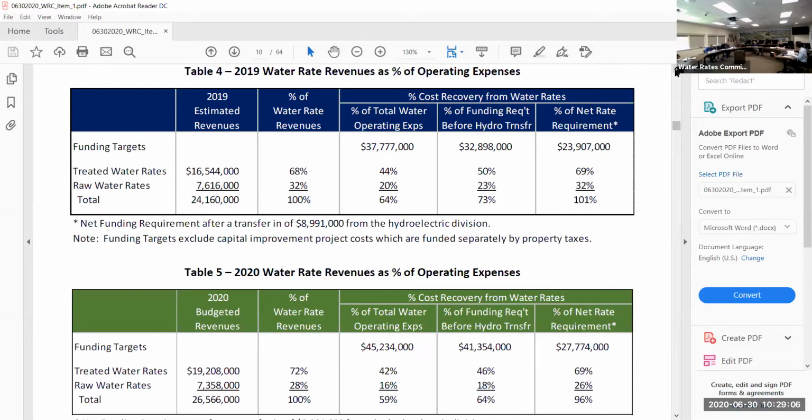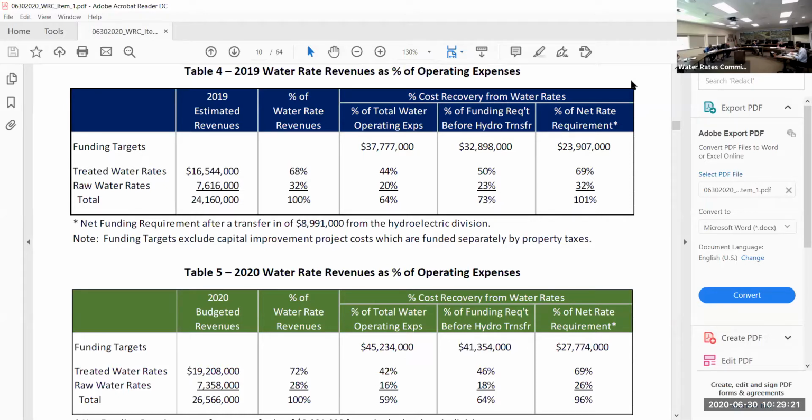It would come up to be interest earnings and grants and other revenue transfers. So those three numbers add up to about 5 million. Okay, I'll do the math later on that. Yeah, I just want to understand where they're coming from.